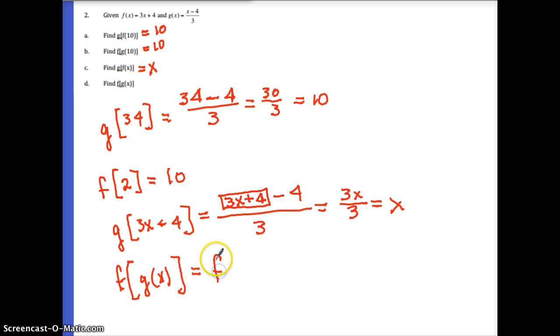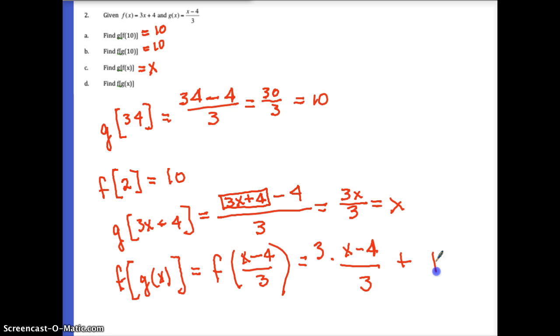And f of g of x is f of, let's see, g of x is x minus 4 over 3. So my f function, I'm going to take 3 times whatever I have in the parentheses, which is x minus 4 over 3. I'm going to add 4, but when I go to simplify, the 3's cancel out, and when I combine like terms, the 4's now cancel out. This just becomes x minus 4 plus 4, which is just x. So these functions are behaving very differently than the one before. So let's just go a little bit further and see what else we can do. There's something going on with these.